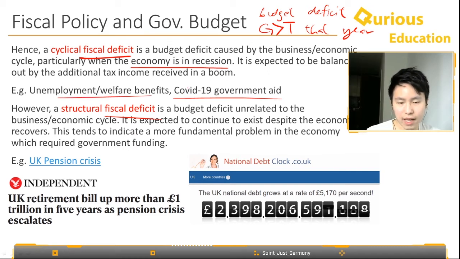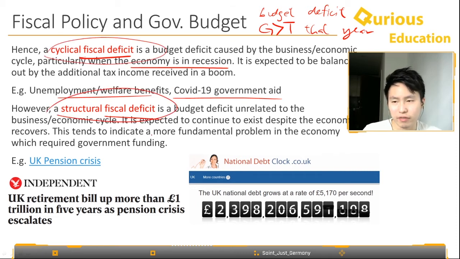And also we need to keep in mind that when the economy isn't doing well, the government would automatically be spending more, since more people would be unemployed, then more people would be claiming unemployment benefits. Whereas when the economy is doing well, there will be fewer people claiming these unemployment benefits, so the government would spend less anyway. So that's the cyclical fiscal deficit, whereas a structural fiscal deficit is more problematic.